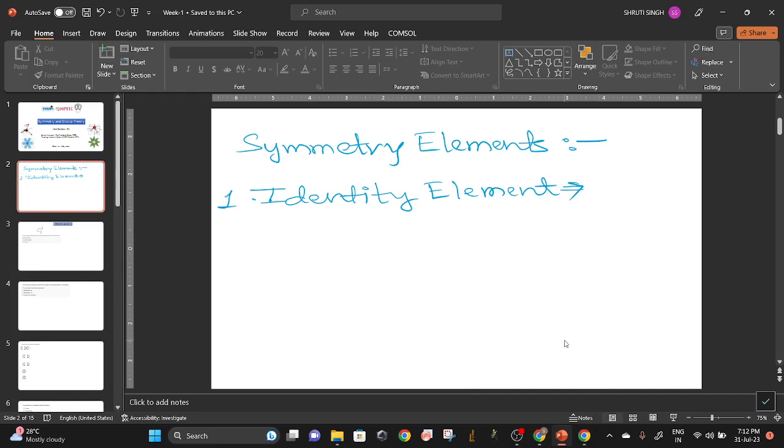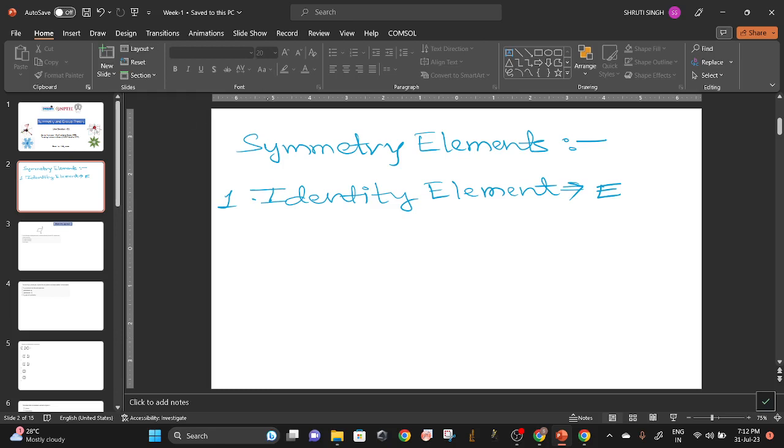Okay, so the first one is the identity element, which we represent as E. So what happens in the identity element? One more thing: as I told you, the basic parameters on which we classify a molecule are called the symmetry elements. And whatever a symmetry element does to the molecule, whatever transformation it creates in the molecule, that transformation is called a symmetry operation.